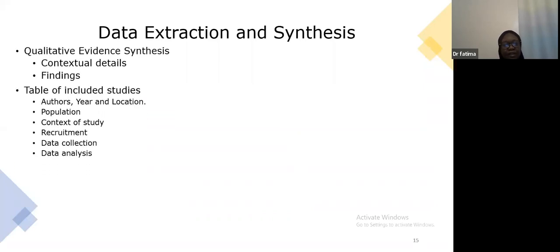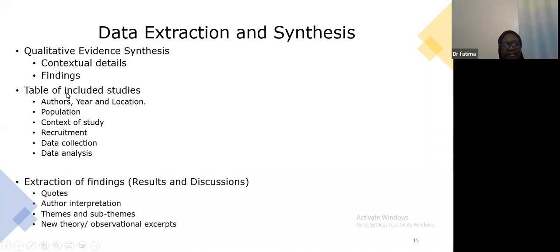So this is an example of the Cochrane checklist. It has the information that is expected for you to extract from the primary research. You need to take the authors, the year and location of publication. You need to extract information about the population that was studied. You need to extract information about the context of the study, the recruitment, the data collection, the data analysis, and then for the findings of the study, you need to collect data on quotes, on authors' interpretation, if there are themes and sub-themes, the theories and observations. These are the findings of the primary research that you need to collect in order to perform a qualitative evidence synthesis.